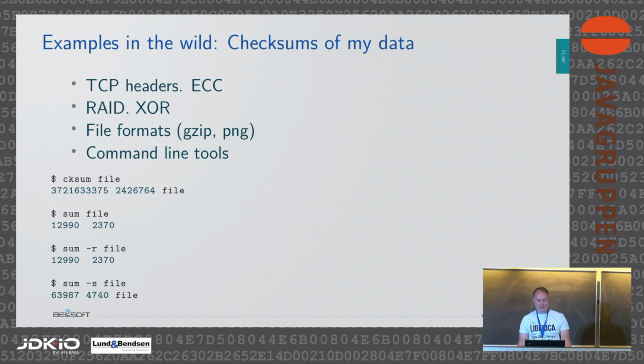I store that file. Probably I have RAID disks, so they can ensure data integrity using checksums. And then I'll send it over the wire, over the network. Every packet that I send will have error correction codes in its header. And even on my local file system, I have out-of-the-box command line tools to calculate checksums for files. That's fun, right?